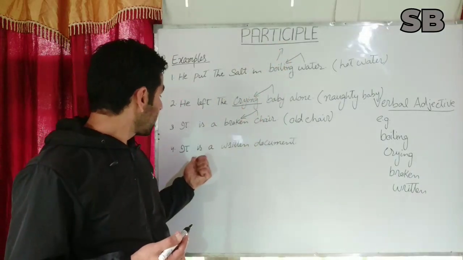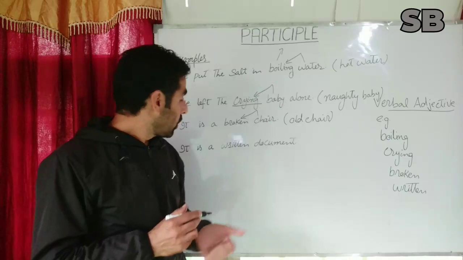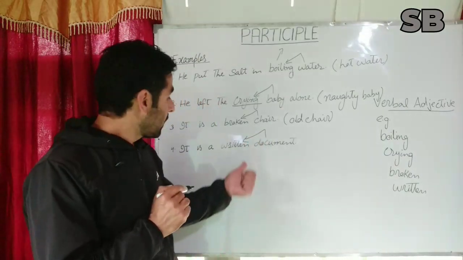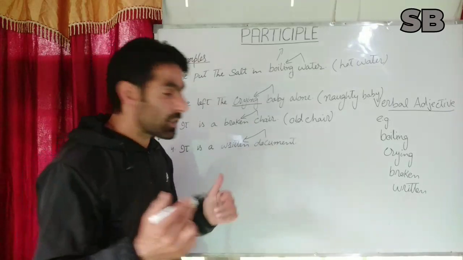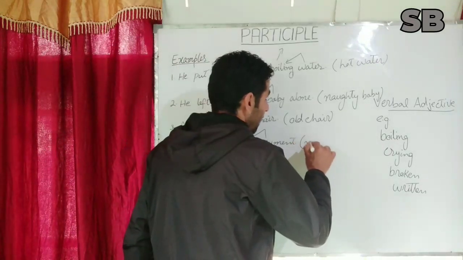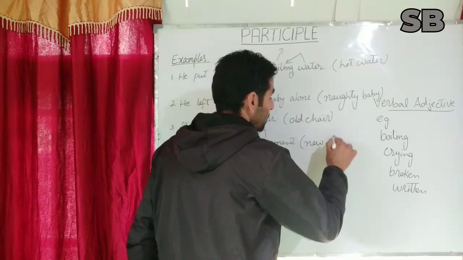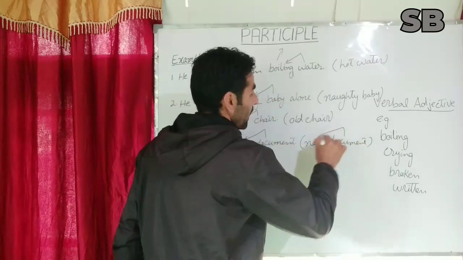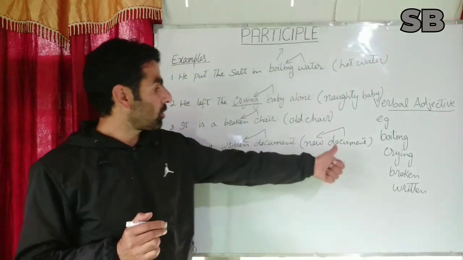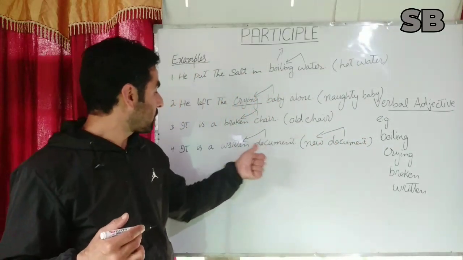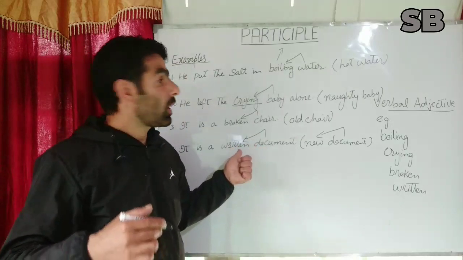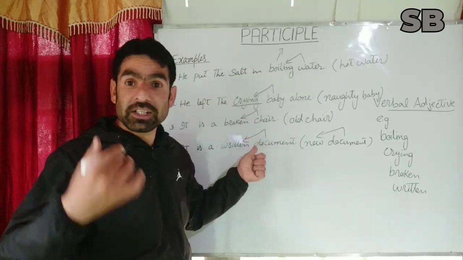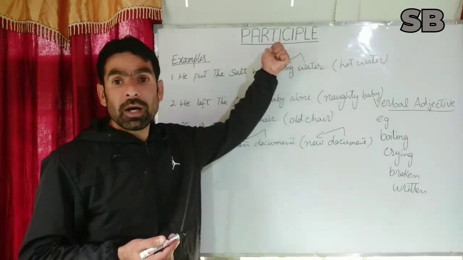In the fourth sentence, it is a written document. So what kind of document do we have? Written. Okay. So written describes the document. In the same way, an adjective describes the document as new. So document has been described here as new. The quality of the document is new. Here the quality of the document is written. So again I tell you, when the verbs are used as an adjective in a sentence, we call them participles.